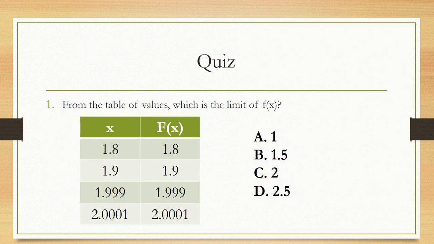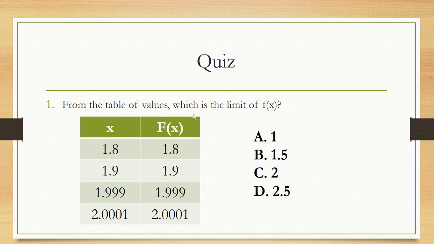So, from number 1, from the table, which is the limit of f of x. Kung titingnan natin, from this, we can say that as x goes to 2 from the right, that means sa unahan ng 2, that is 2.001, ang value na ay 2.001. As x goes to 2 from the left, that means yung mga maliliit sa 2, that is 1.8, 1.9, the value is the same. It means, kung ang x goes to 2, the value goes to 2.